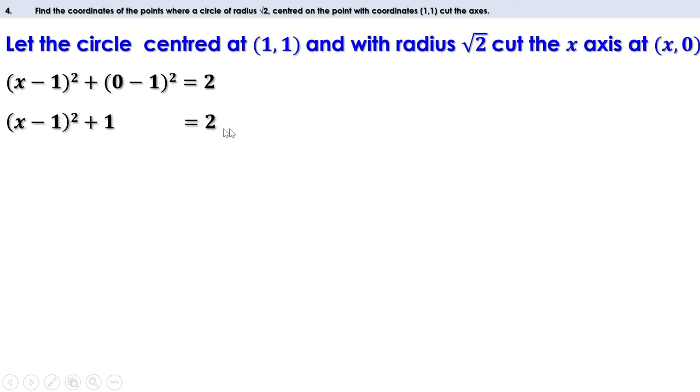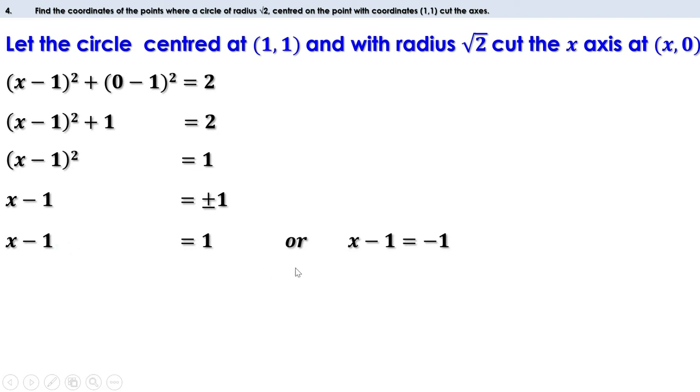Let us take 1 on the other side. So we get x minus 1 all square is equal to 2 minus 1 or 1. The square of x minus 1 is 1. Therefore, x minus 1 can be 1 or minus 1. Now we can make two equations. x minus 1 equal to 1 or x minus 1 equal to minus 1. Let us take minus 1 on the other side. So x equal to 1 plus 1 or 2. And here x equal to minus 1 plus 1 and that is equal to 0. So the value of x is 2 or 0.